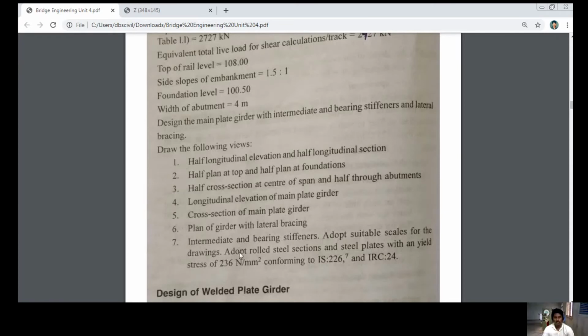Adopt rolled steel sections and steel plates with a yield stress of 236 Newton per mm square conforming to IS 226, IRC 24. Okay, these are the data we have got to design a plate girder. As I said earlier, there are some steps to be followed, like the design principles. We are going to follow the same.